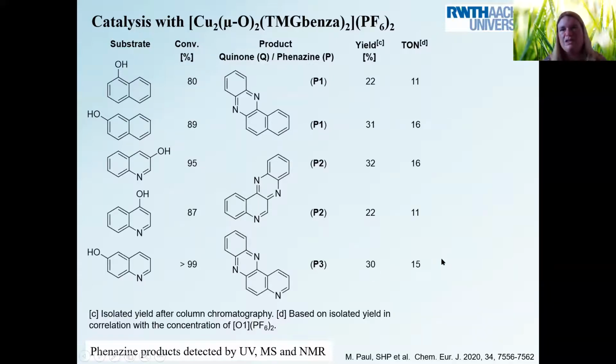So the turnover number could, in the ideal case, be 25. In this case, it's only between 11 and 16. But these are quite complicated substrates. And for example, this product, it's the first method to synthesize in a quite easy way this elegant benzophenazine.